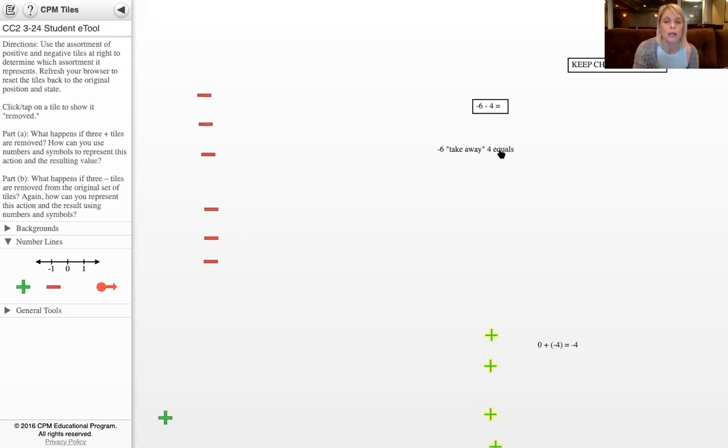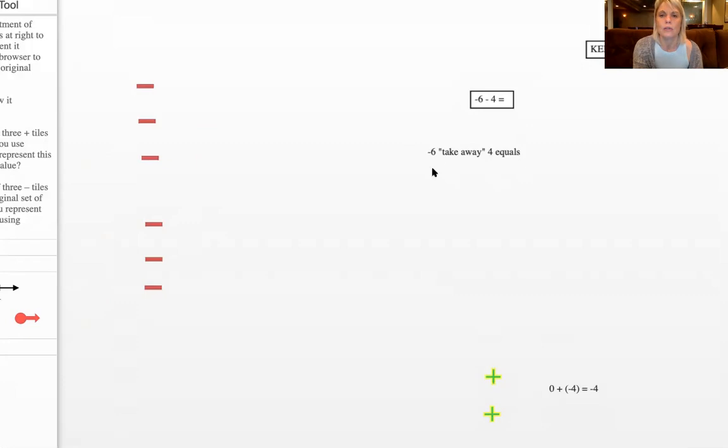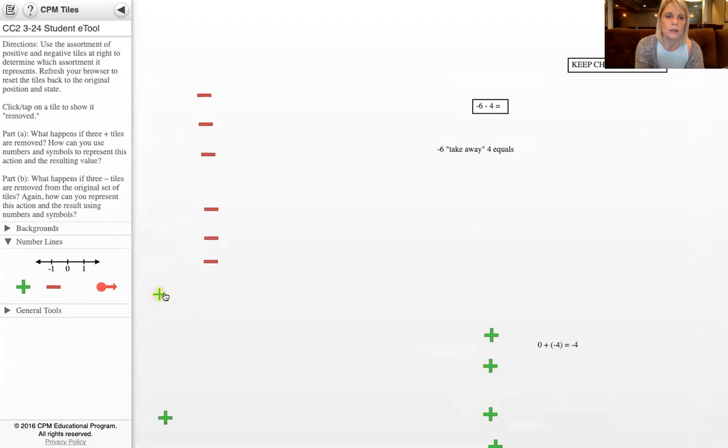So if I want to take away +4, how many 0 pairs am I going to make? Yeah, Tommy, it's a +4 because you're taking away. That's why I say this is important. I always say take away instead of minus. So you're taking away 4. So I'm going to make 4 0 pairs. So again, this is still worth -6. I didn't change the value. Remember, when you're subtracting, you can only add 0 pairs. You can't just add any old number you want.